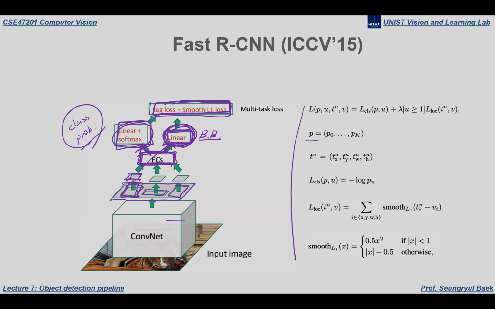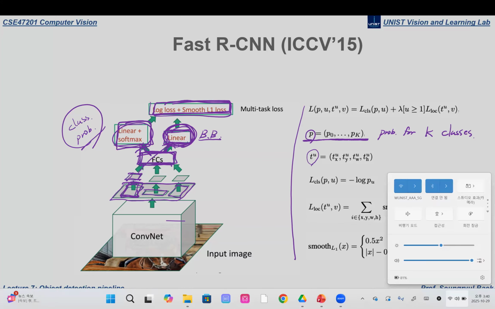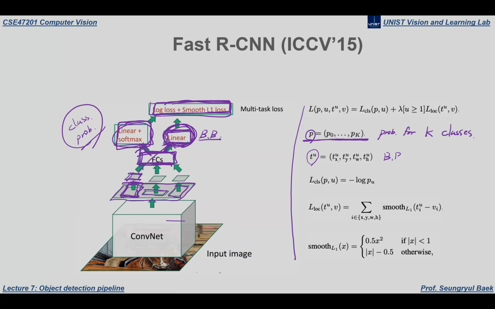So here, this is denoting the probability for K classes. P is the probability vector for K classes, and this is denoting the bounding box information. This is the center position of the bounding box, and this is the width and height of the bounding box. When describing one bounding box, we always have to specify their center position and their width and height. And these 4 parameters are deciding that.